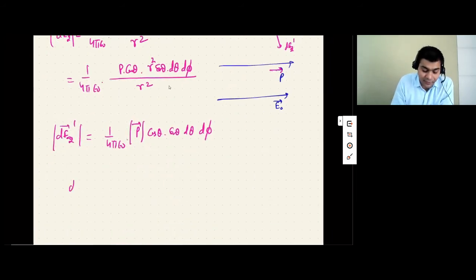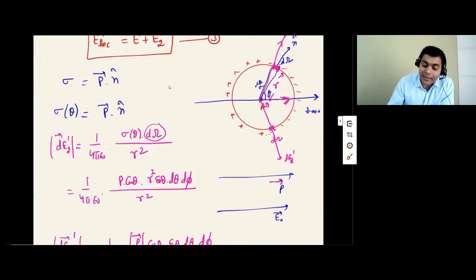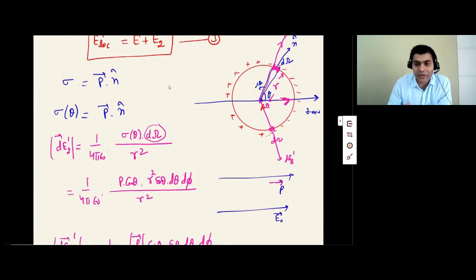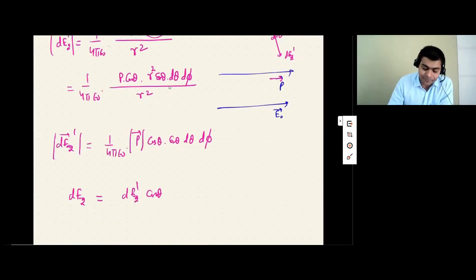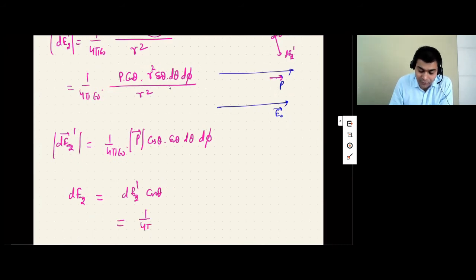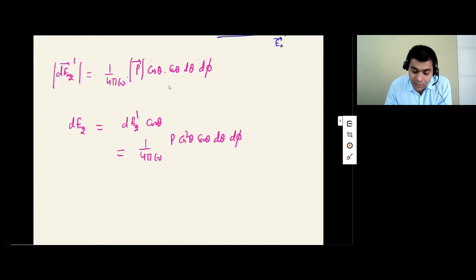So in that case, if I want to write down what will be the next dE2, let me write it this way. What will be dE2? It will be dE2 prime times cos theta, and then if I want to calculate the electric field due to the entire surface charge present on this cavity at A, I have to integrate it with the proper limit of theta. So let me put the values here: 1 over 4 pi epsilon naught P cos squared theta sine theta d theta d phi. Okay. So now I have to integrate to find out E2.